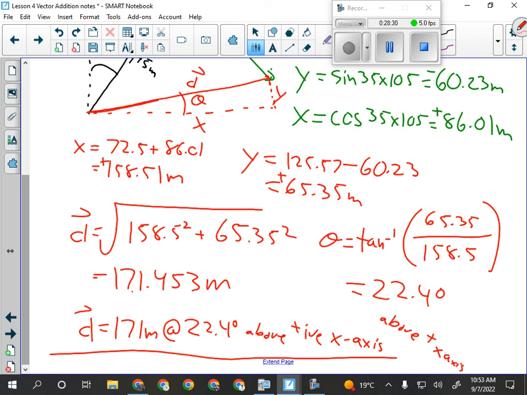Are there a lot of steps? Yes. Did it take us a long time? Yes. You'll get better at it. It's not going to be any less work, you'll just be faster at it. Because here's the good news. It doesn't matter what question I give you, those are the steps you will follow. Draw the diagram, isolate all the x's, isolate all the y's, add the x's, add the y's, Pythagoras, trig, final answer. Always the same steps for vector component addition.